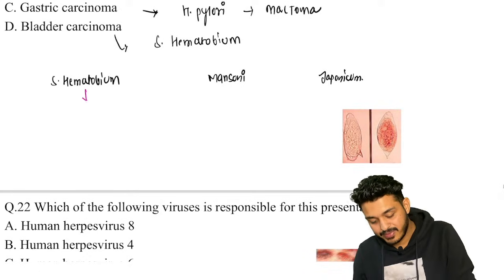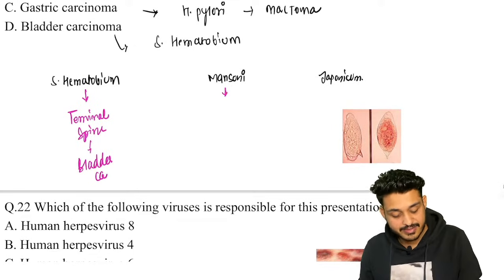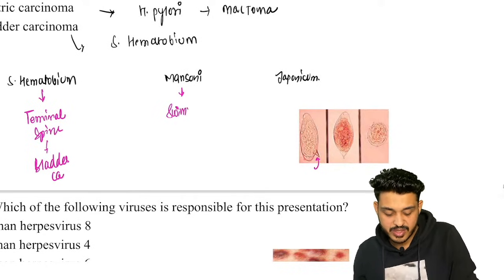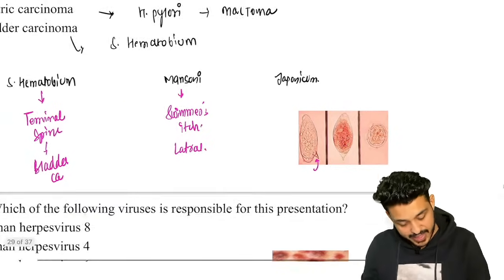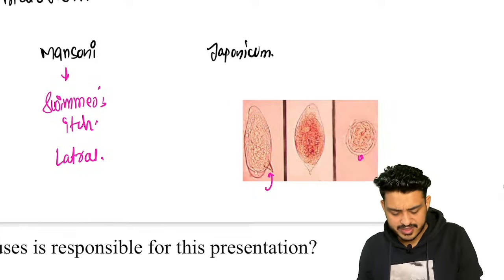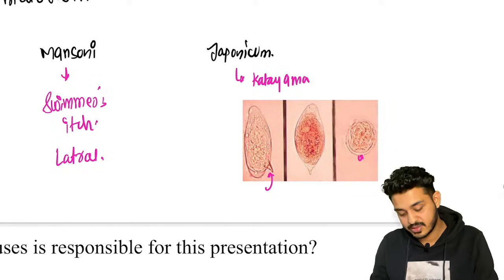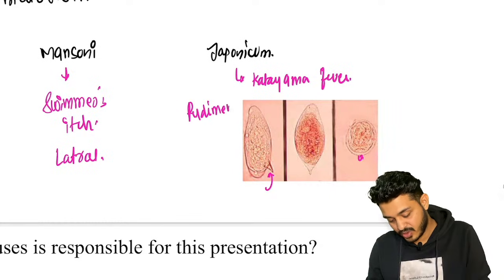Remember, this haematobium will be having terminal spine, and it can cause what? Terminal hematuria, and it can cause bladder cancer, bladder carcinoma. Whereas mansoni will be having lateral spine. So it can cause what? Swimmer's itch, right? This is going to have what kind of spine? Lateral spine. Whereas this japonicum can be having what? This rudimentary spine. So this can cause what? Katayama fever. This Katayama fever can be seen with mansoni also. What kind of spine will be there? Rudimentary spine.